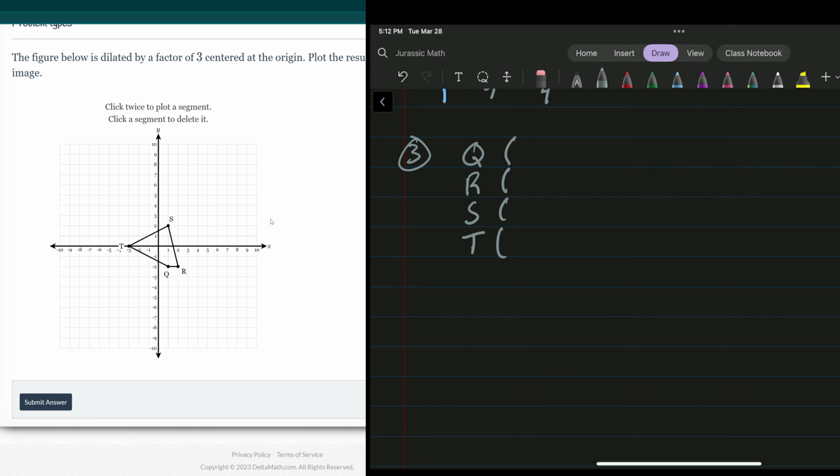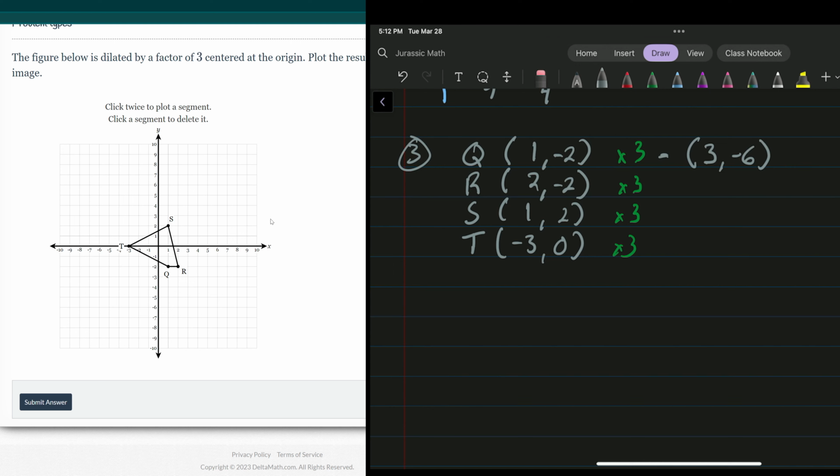Point Q is at 1 comma -2. R is at 2 comma -2. S is 1, 2. And T is at -3, 0. And then remember our scale factor says 3. So we just need to multiply everything by 3 to get to our answer. So that would be 3 comma -6. That would be 6 comma -6. 3 comma 6. And lastly, -6. Oh, no, -9. Whoops. -9 comma 0.